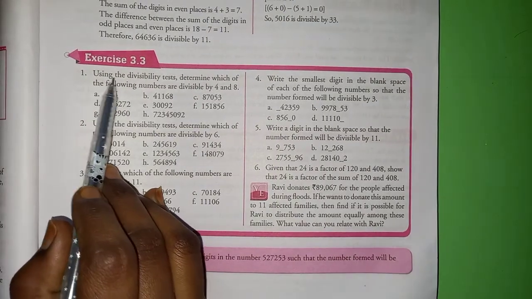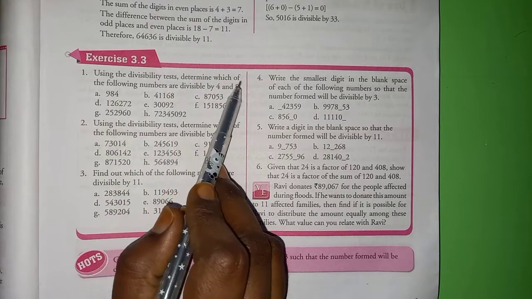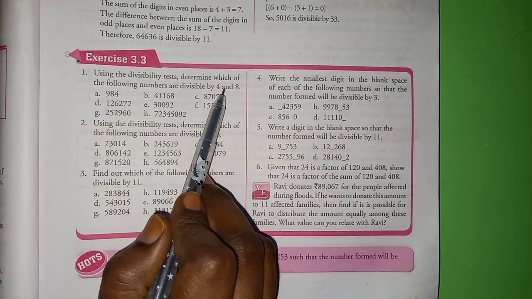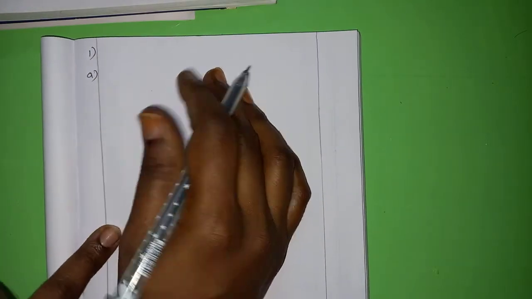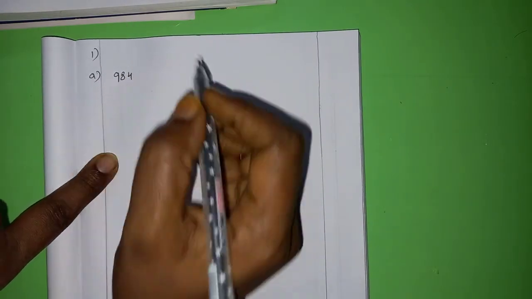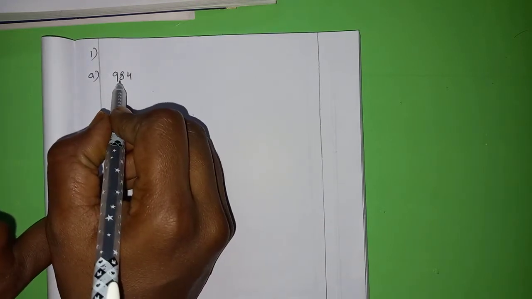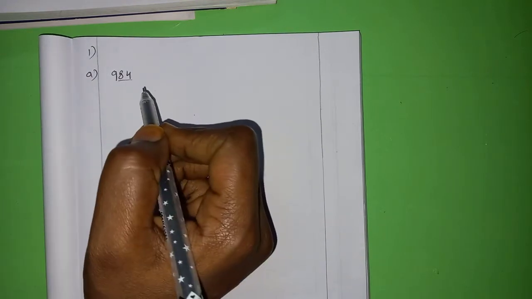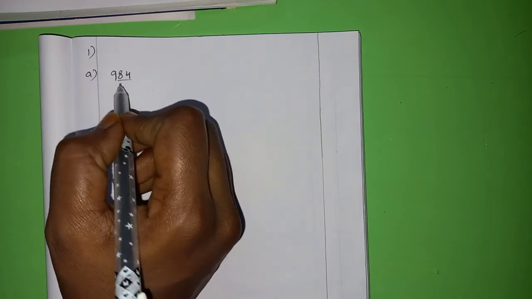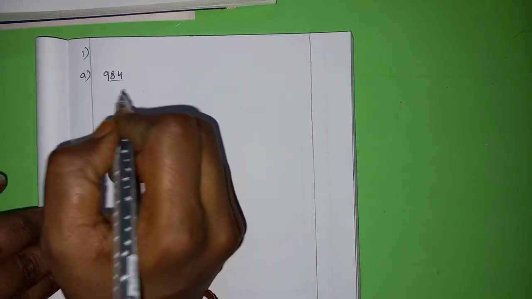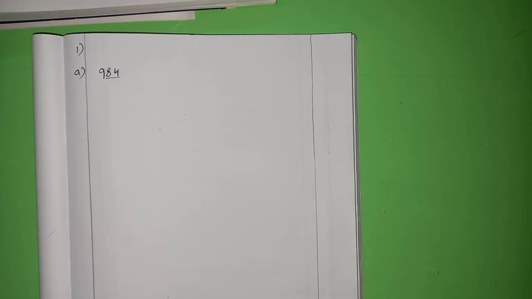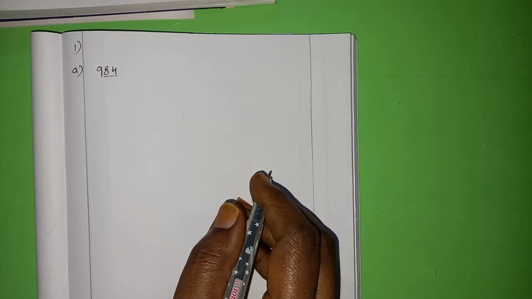For the first question, using the divisibility test, determine which of the following numbers are divisible by 4 and 8. Now we have to check whether the number is divisible by 4 and 8. Let us take A, 984. So, just check the last 2 digits, 8 and 4. 84 is divisible by 4 or not? Yes. Now we have to check with 8. 984 is also divisible by 8.